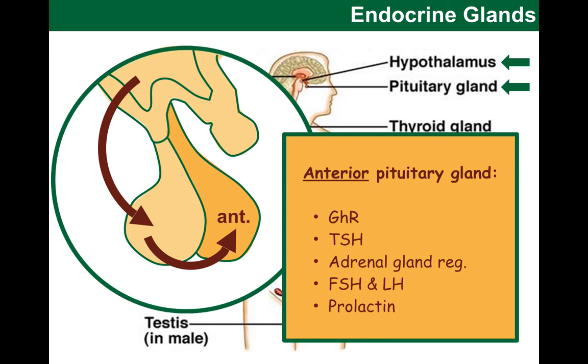Some important hormones secreted from the anterior pituitary gland are growth hormone, thyroid stimulating hormone, hormones that regulate the adrenal gland, follicle stimulating hormone and luteinizing hormone, which regulate the female menstrual cycle, and prolactin, which regulates lactation. So that's our hypothalamus and pituitary gland.